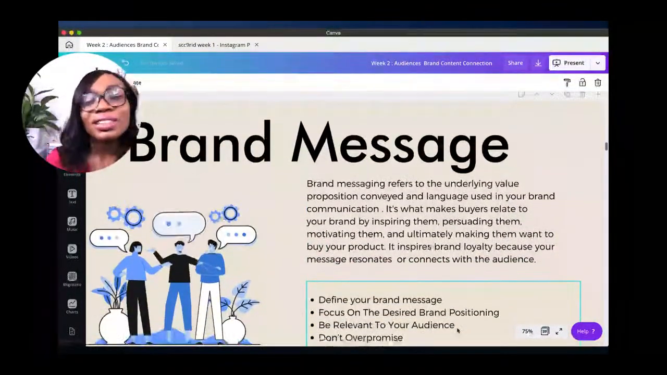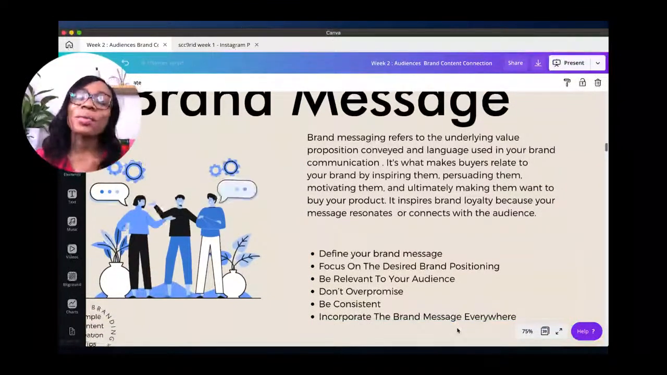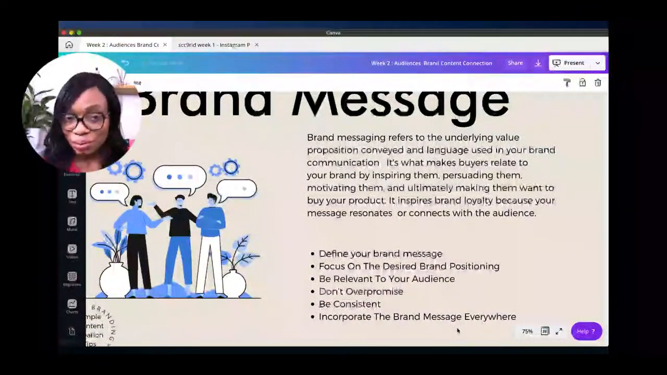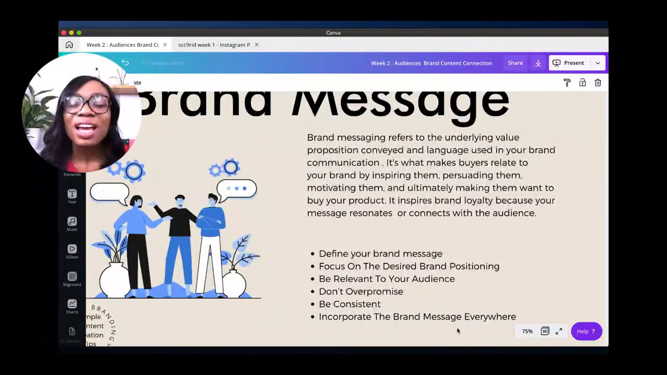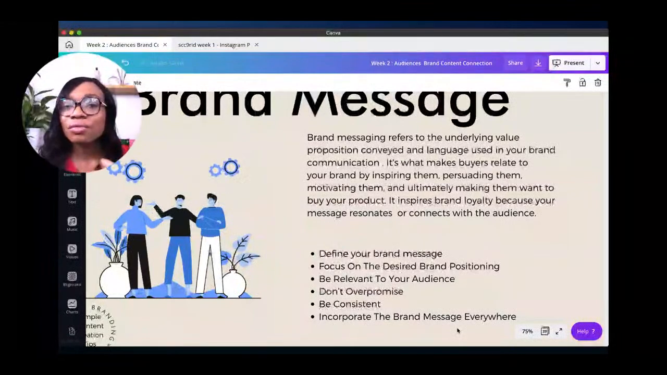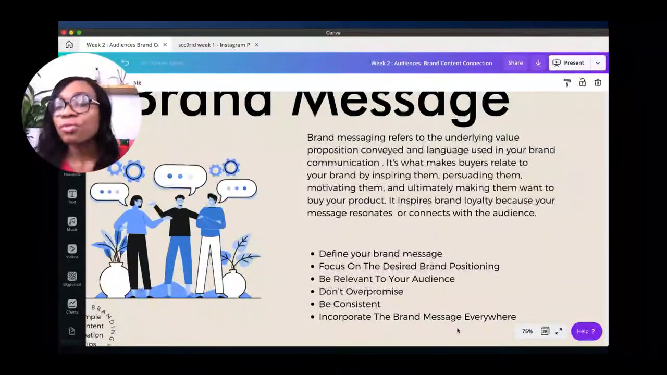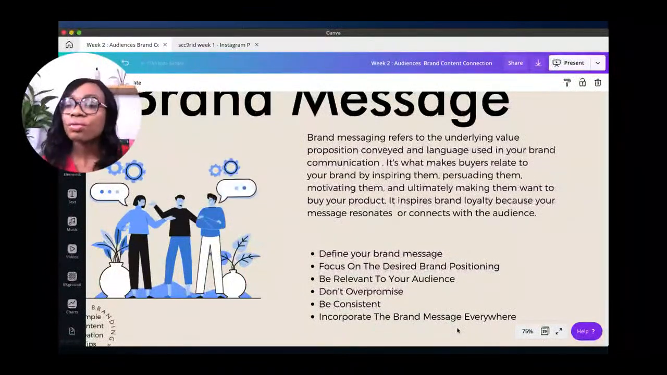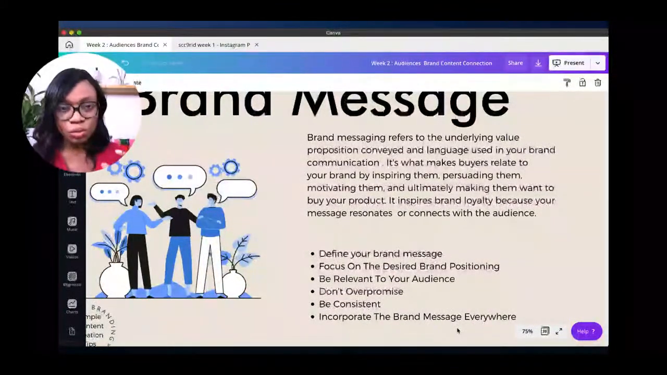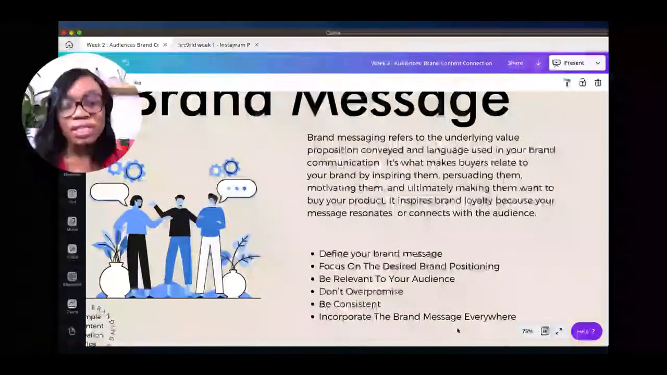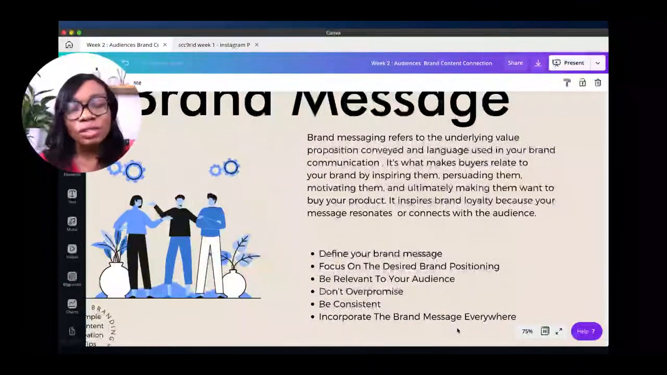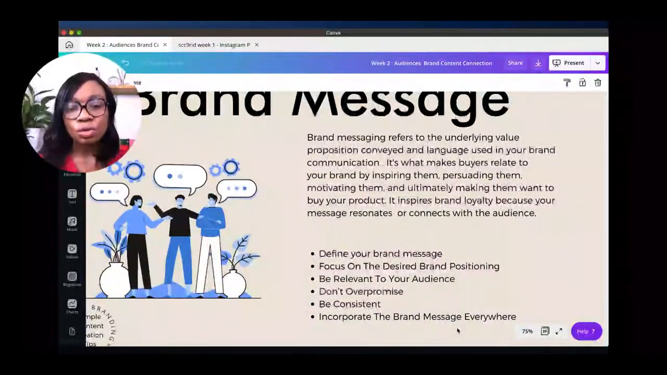And that brings us to the next thing, which is your brand message. Now, you've connected with people, but you want them to understand what you're saying. You have a message that you're trying to pass across. What is this message and how do you communicate the message to people? Now, it has to do with the underlying values and value proposition that you want to convey and the language you use to convey your message. It has to do with your brand voice and your brand tone, and we'll talk about the difference between both. But essentially, what you need to do is define your brand message, focus on the desired brand positioning. It has to be relevant not just to you, but to your audience.